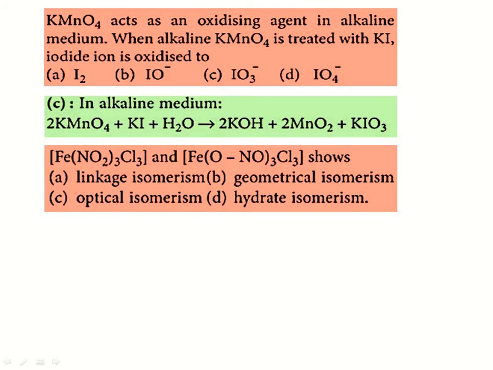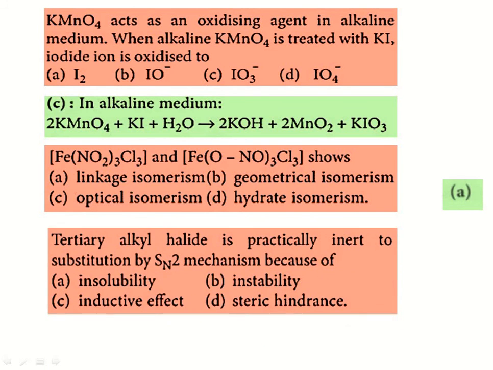Next question, [Fe(NO2)3]Cl3 and [Fe(ONO)3]Cl3. See, here the linkage is different, so that's why it will go with linkage isomerism. A tertiary alkyl halide is inert to substitution by an SN2 mechanism because of steric hindrance, insolubility, instability, or inductance? So tertiary alkyl halides show steric hindrance.